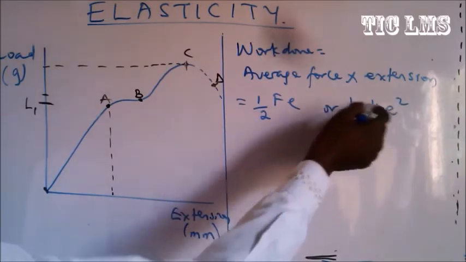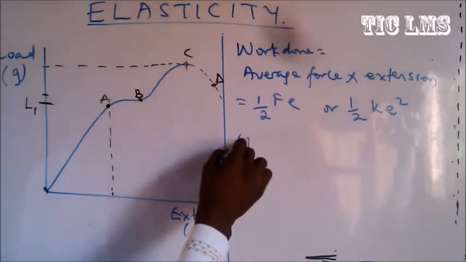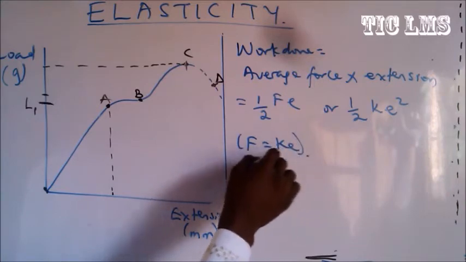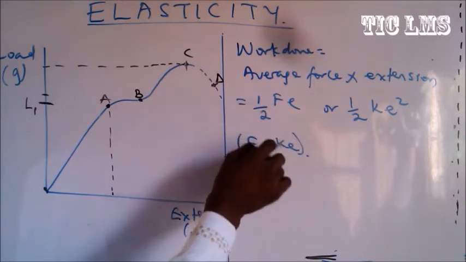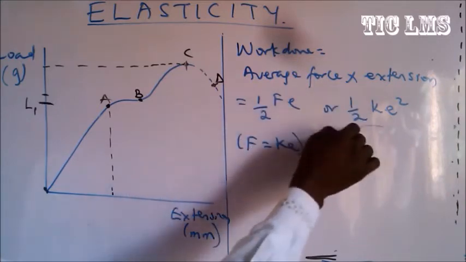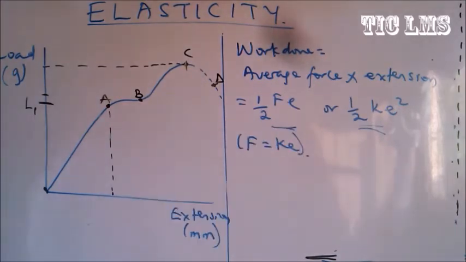We derived this Ke squared from Fe because you know that F equals Ke. So when you substitute Ke for F, you would arrive at this. We shall be using these formulas to solve questions under elasticity.